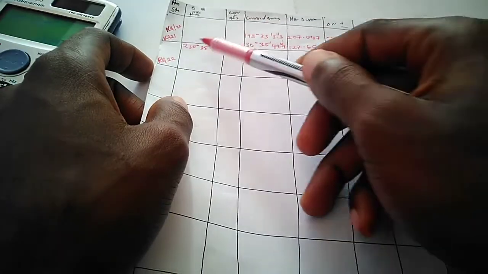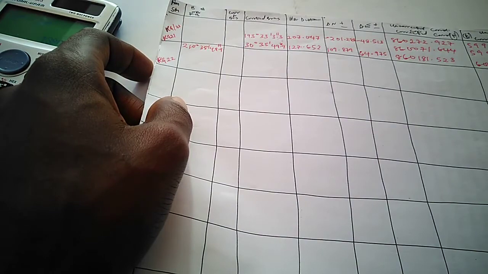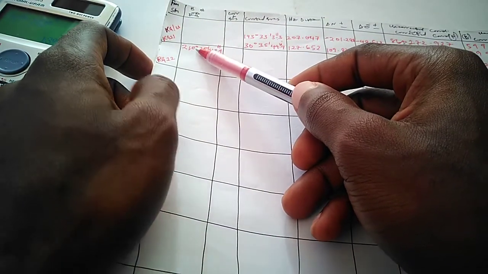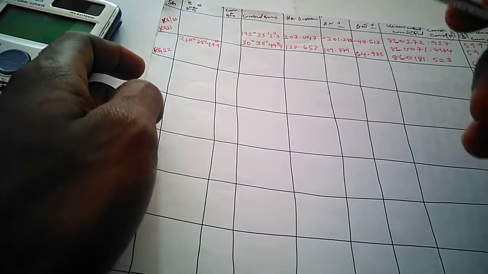But in this case, our forward bearing is 30. Therefore, our back bearing will be 210. Now, I also want to make something clear here.